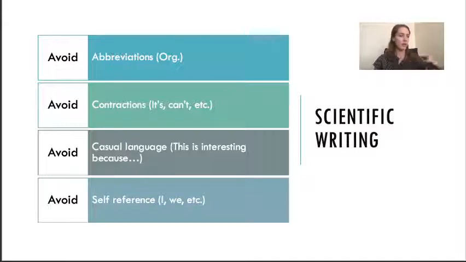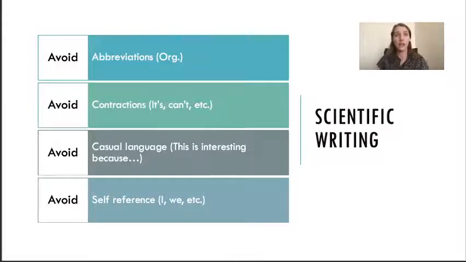And then avoiding self-reference. This is actually a little bit complicated because this has changed in recent years. We actually seem to be more accepting of the word we in science. It used to be something like this: if the study was distributing a survey, you would write that up as the researchers distributed a survey. But now it's becoming a little more welcome that we can do something like we distributed the survey.